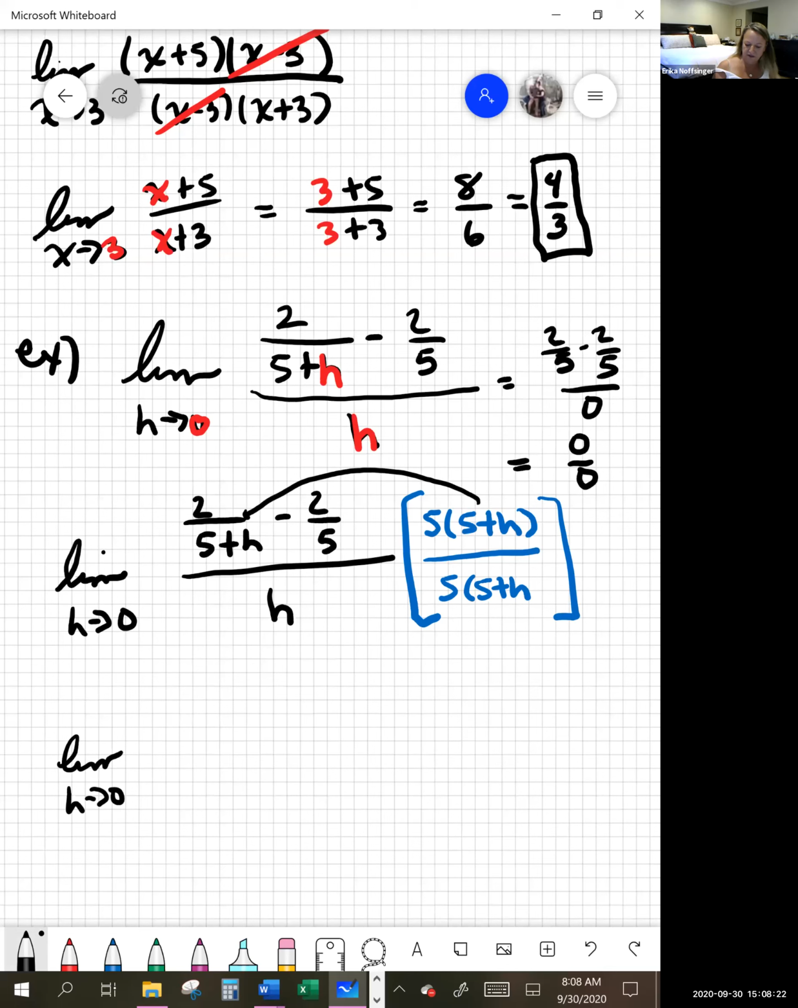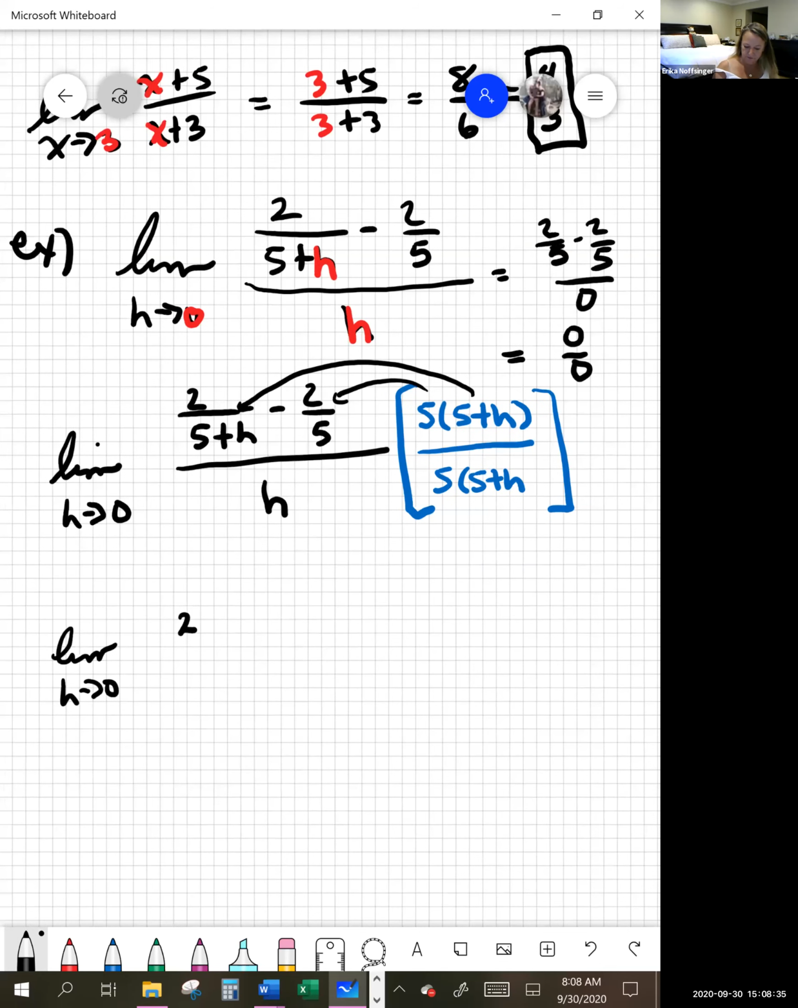So when we distribute to the first fraction, the 5 plus h cancels, and you're just left with that 2 times 5, minus, we distribute to the second fraction, we have that 2 still, but the 5's cancel, and you're left with the parentheses 5 plus h, all over h times this 5 times this 5 plus h.